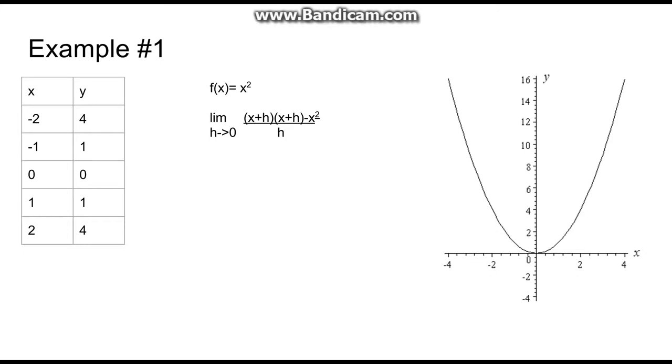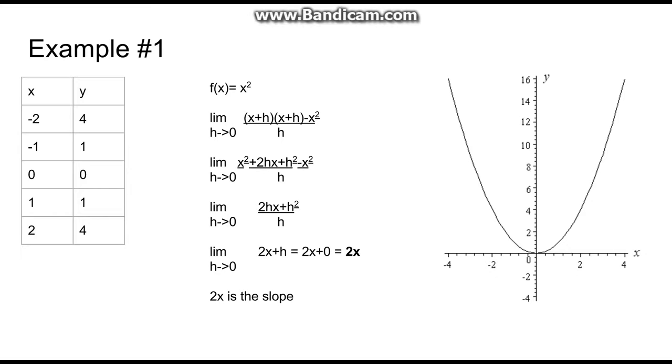So first of all, we plug into the equation f of x plus h minus f of x. And f of x plus h is x plus h times x plus h. And f of x is x squared. And then we have to divide this all by h. So we multiply out and we get x squared plus 2hx plus h squared minus x squared, all divided by h. You cancel out the x squared and you get 2hx plus h squared. Then you cancel out the h and you get 2x plus h. Then you plug in 0 for h and you get 2x.